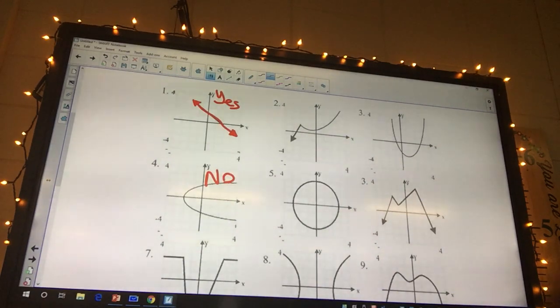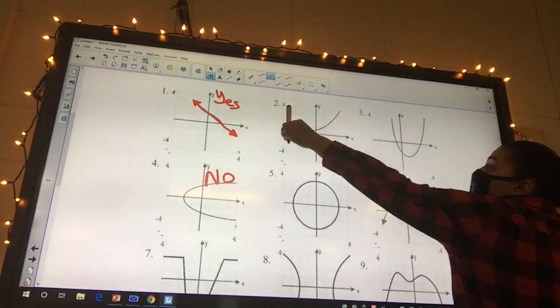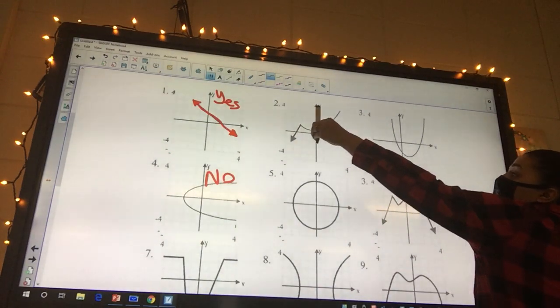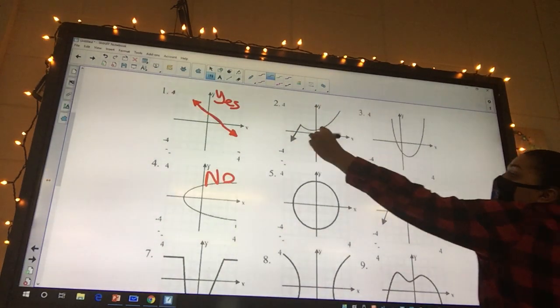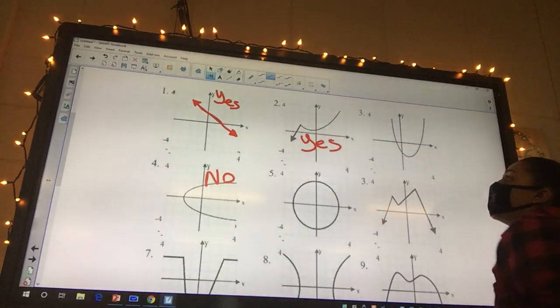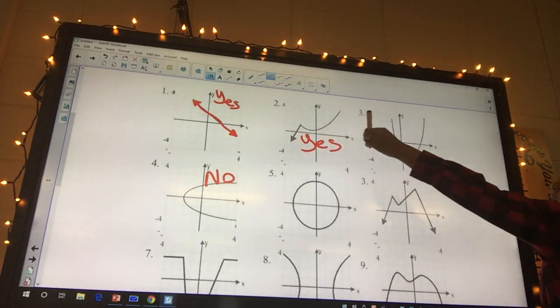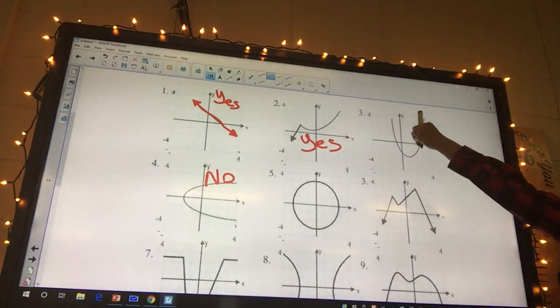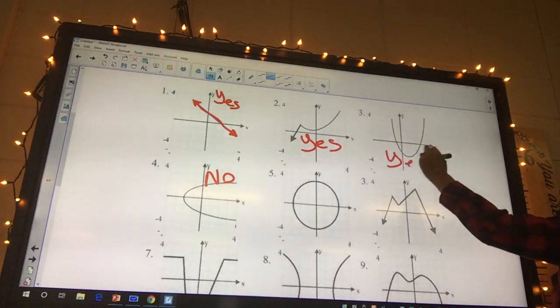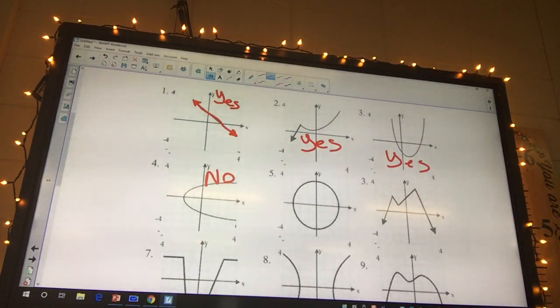So if we look at 2, it's touching once, once, once, once. So this one is going to be yes, it's a function. Okay, 3. Is it going to be a function or no? Yes, it's a function. Okay, what about 5?